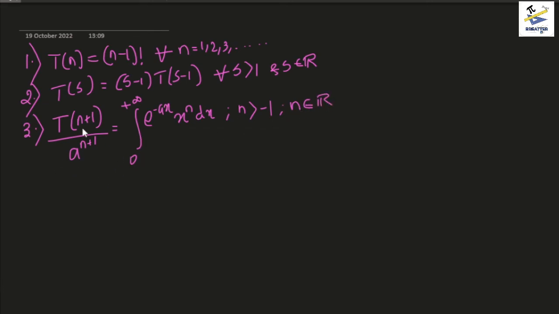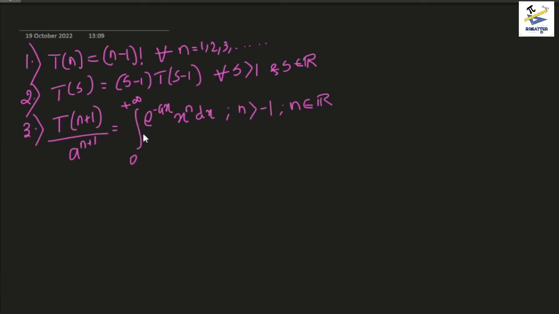So as you can see, gamma of n is (n minus 1) factorial for all n natural numbers. This was the result we found in the first video. Then we had the recursive function for gamma, which is gamma of s is basically (s minus 1) into gamma of (s minus 1) for all s greater than 1.